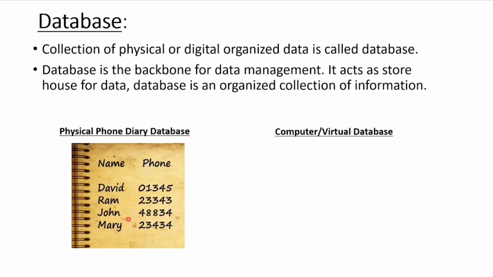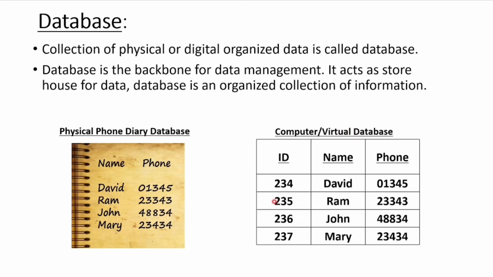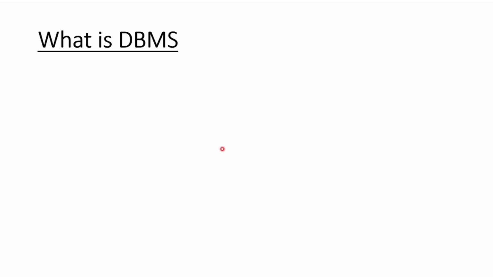Now computer database. So when we talk about the DBMS, we are generally talking about virtual or computer database. So computer database looks like this, under row and column. So in DBMS we call it relation or table. So this is what it looks like in virtual database. So database is the storehouse where it keeps all the information. That's it. And now let's come to the DBMS.